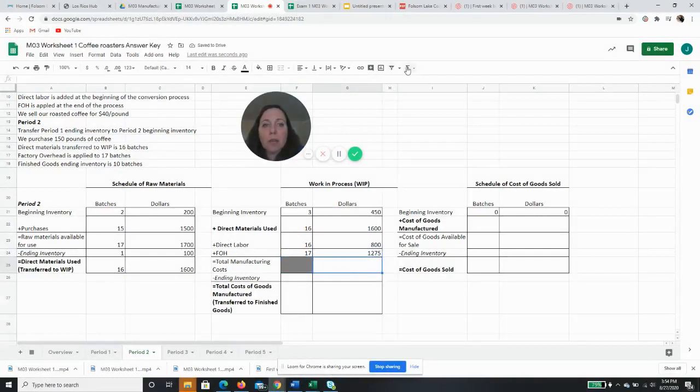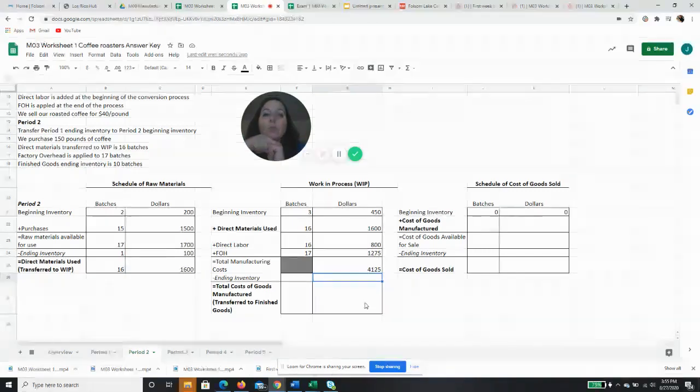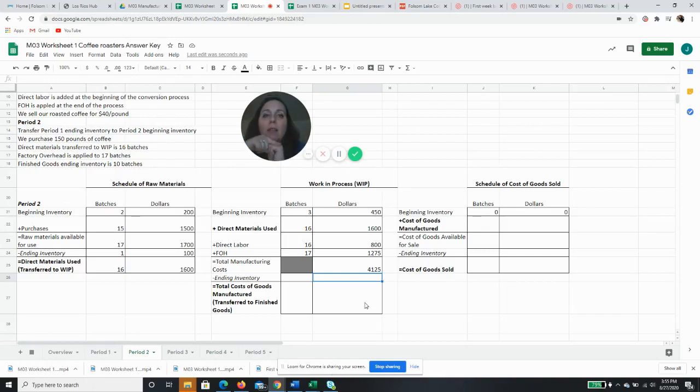So our total cost of manufacturing, remember when we're calculating this, we have to include beginning inventory, is $4,125. All right. Now you're saying, gosh, it goes on to finished goods. We've got to finish WIP first. We do. Remember that once we apply factory overhead, the product is completed and it gets moved to finished goods as cost of goods manufactured.